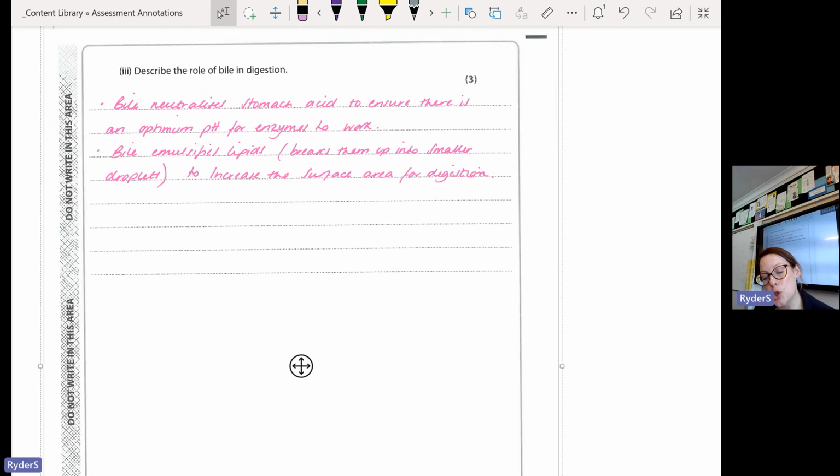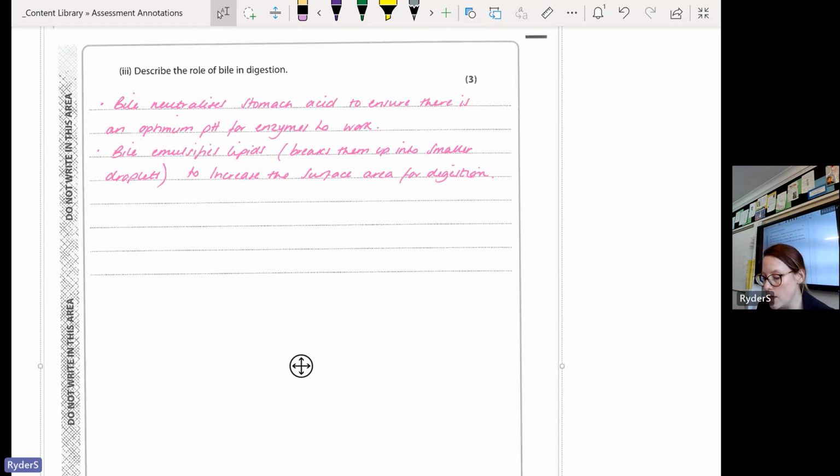Emulsifies lipids to increase the surface area so enzymes can work. So if I've got more small droplets compared to one big one, then I have got faster digestion because I can have an enzyme working on this small one, this small one, this small one, this small one, rather than that one big one.